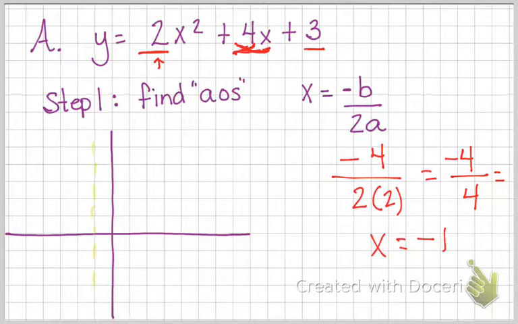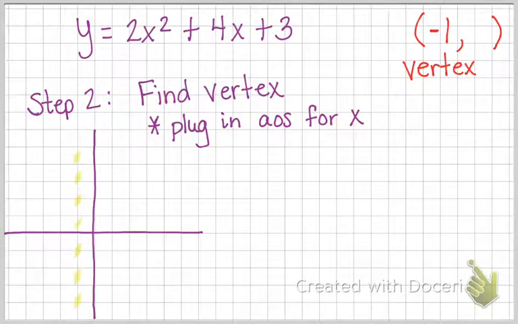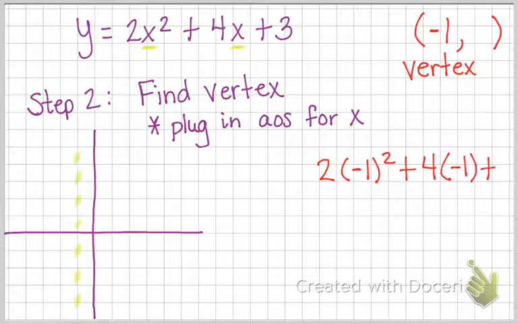Our second step, knowing that x is now negative 1, that is our axis of symmetry, our AOS, we're going to then plug it in and find our vertex. So our vertex is always a point, negative 1, we know our x is negative 1, so now we're going to plug it in everywhere that there's an x. So where we see x's, we're going to plug them in. So 2 times negative 1 squared plus 4 times negative 1 plus 3. Negative 1 squared is a 1.